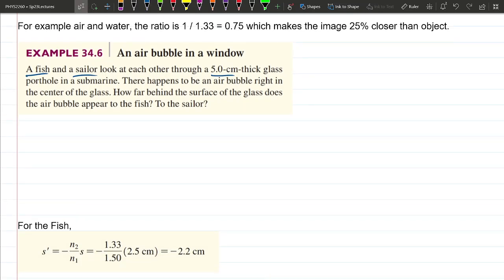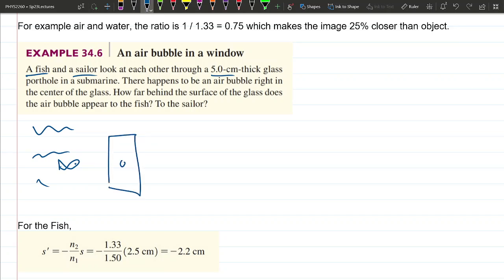Okay, so what I'm going to do is draw a picture for the fish. The fish is going to be in water, hopefully, right? So you are a fish. This is the best fish I can draw, okay? And the fish is looking at the submarine, and there's a piece of glass in there. I'm just going to draw that glass square, okay?